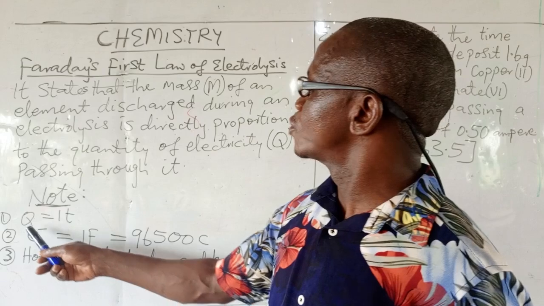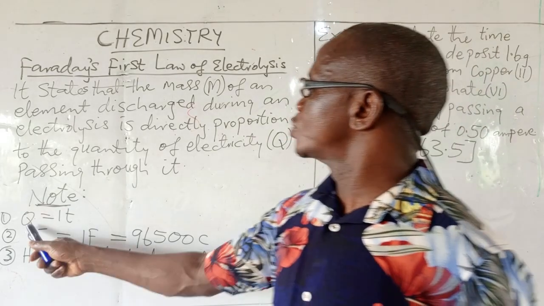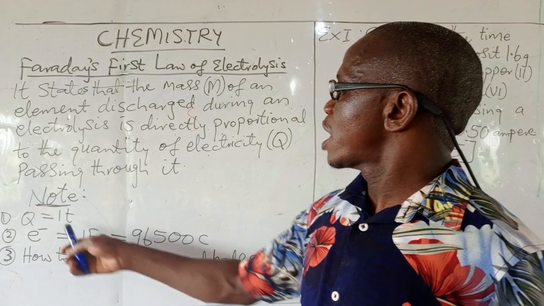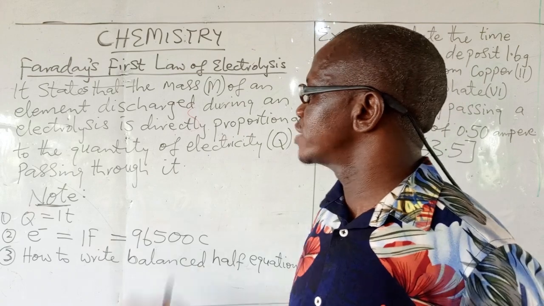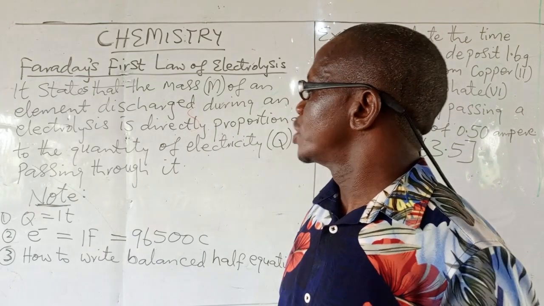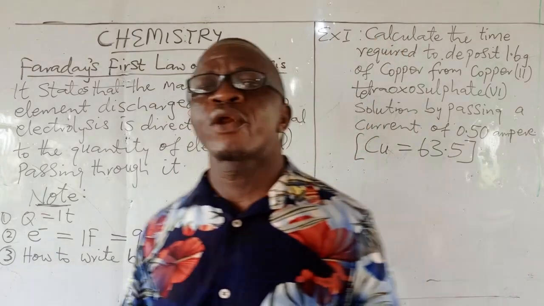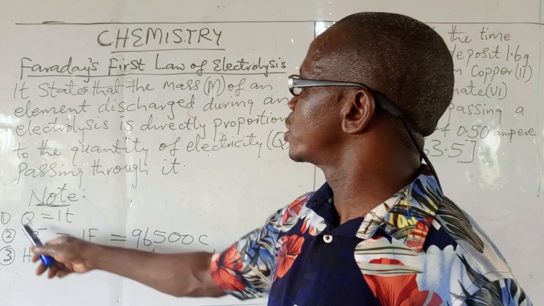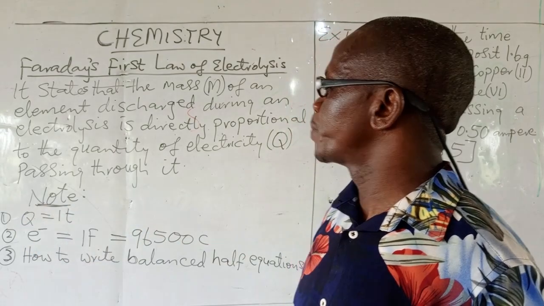Now, the first one is that Q equals I T. What is Q? Q is quantity of electricity. I is the current passing through the system. T is the time taken for that current to flow through it. Note that that's point number one, and this is a formula connecting them.